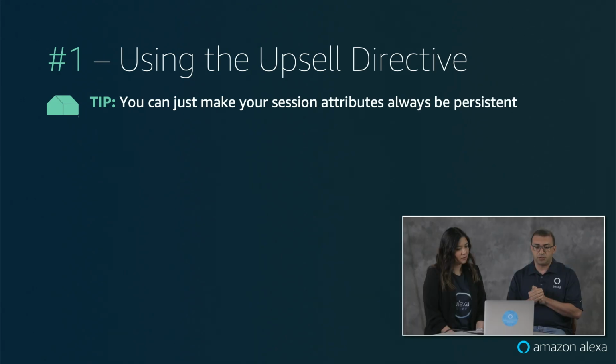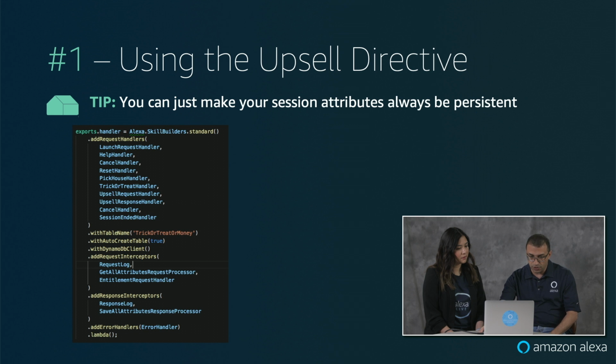So we talk a lot about persistent attributes. How do you make your attributes persistent in an easy way? We have a very good tip for you. Sometime in 2018, in the revision of the Ask SDK, we introduced request and response interceptors. These are basically interceptors that run before any request is handled and before any response is sent.